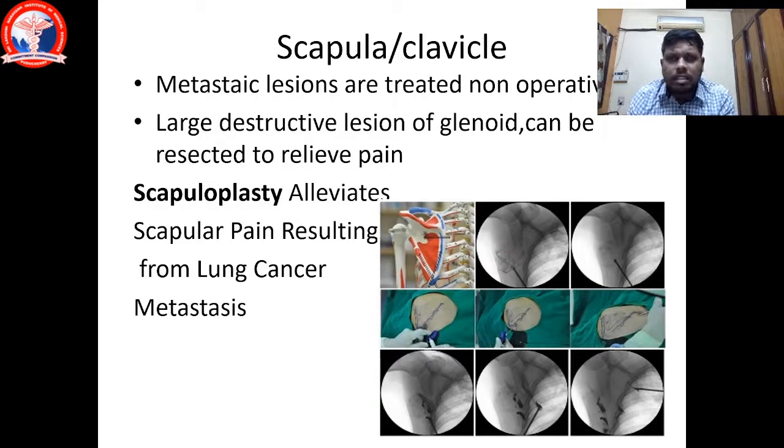Metastatic lesions involving the scapula or clavicle are treated non-operatively. Large destructive lesions of the glenoid can be resected to relieve pain. Scapuloplasty is a new technique that alleviates scapular pain resulting from lung cancer metastasis. They inject cement into the lesion. The cement will destroy the nerve endings inside the bone and relieve the pain. So it is a newer technique, scapuloplasty, more like kyphoplasty.